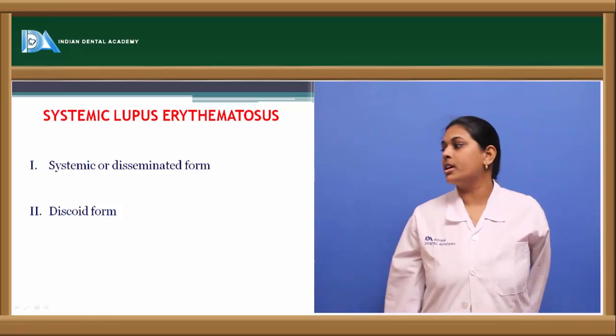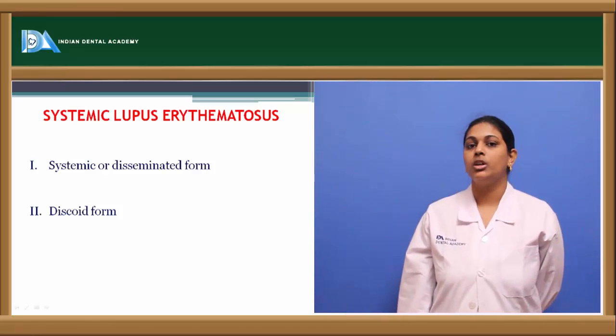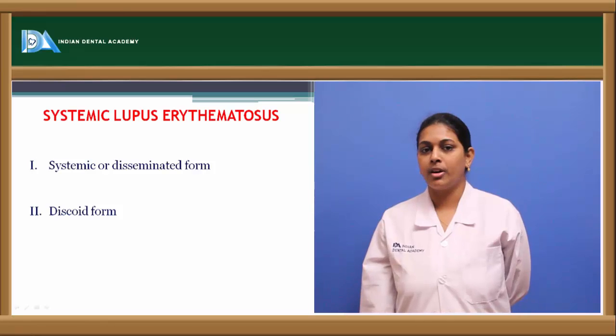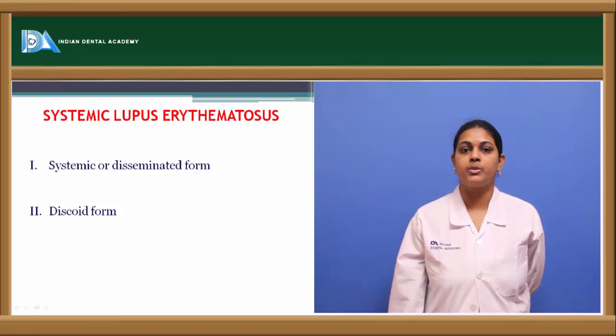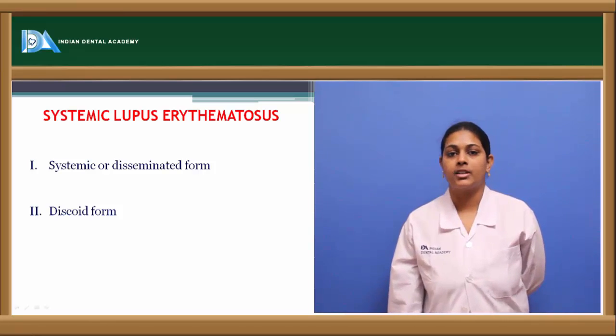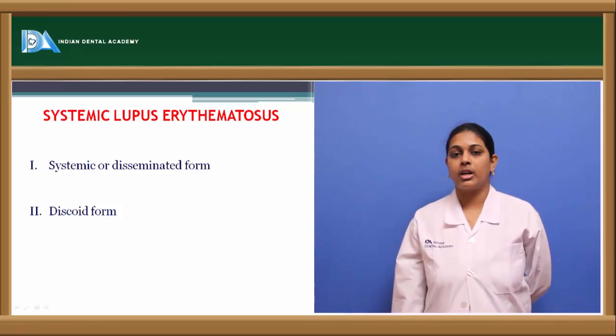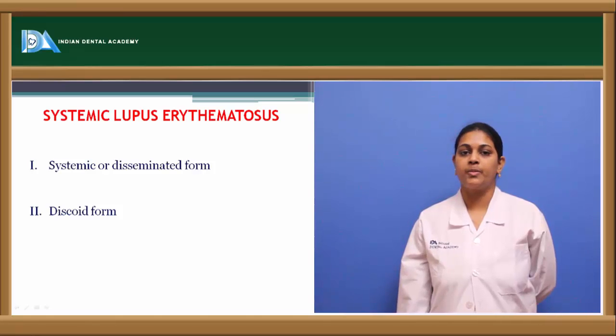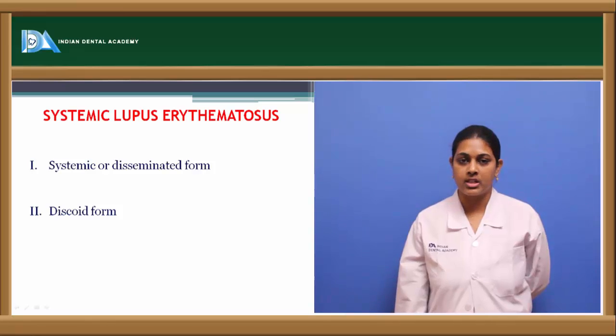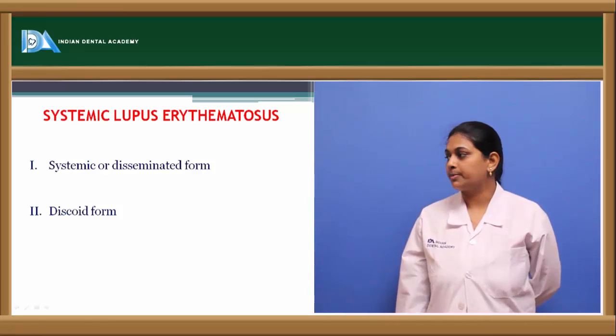Coming to systemic lupus erythematosus, it is an autoimmune disorder which was previously termed lupus, derived from a Latin word. Lupus means wolf. In systemic lupus erythematosus, they identified that the skin was being destroyed completely, as if a wolf eats the skin, so it was termed lupus.